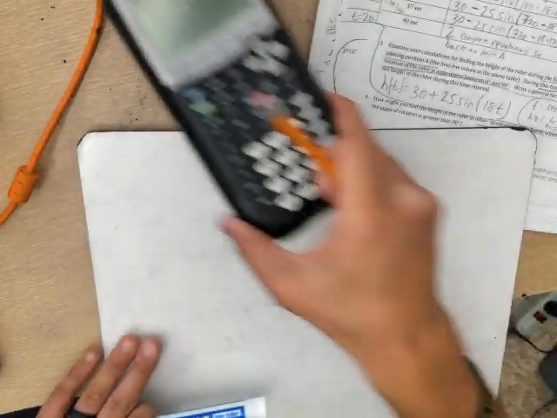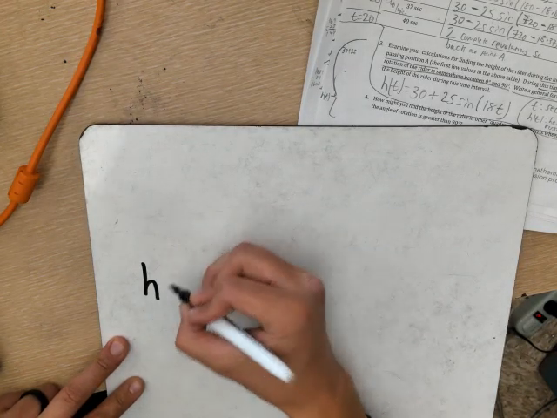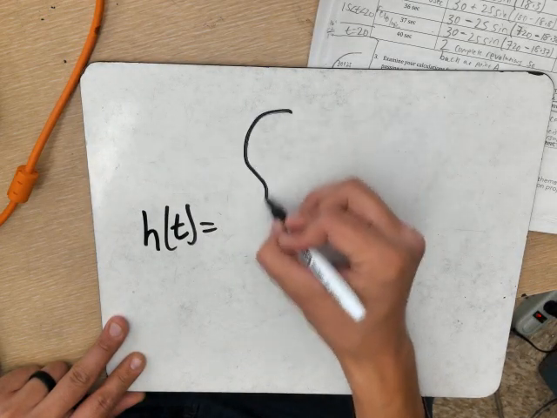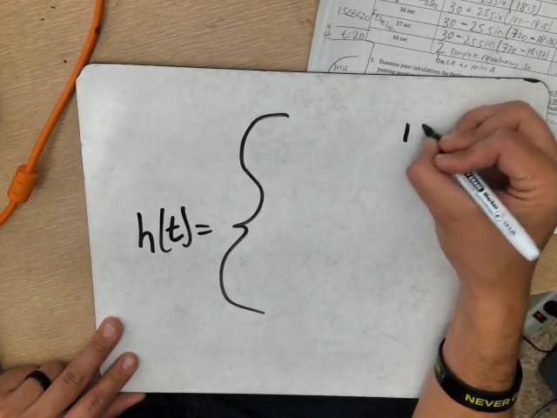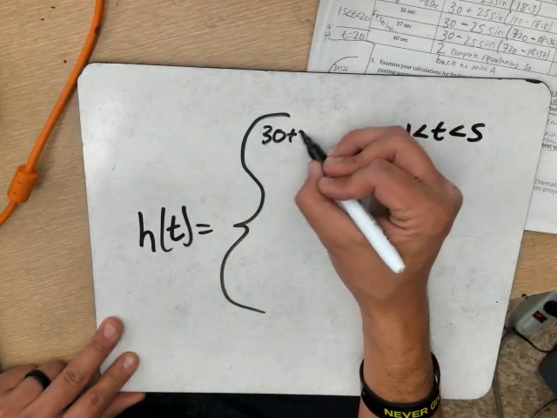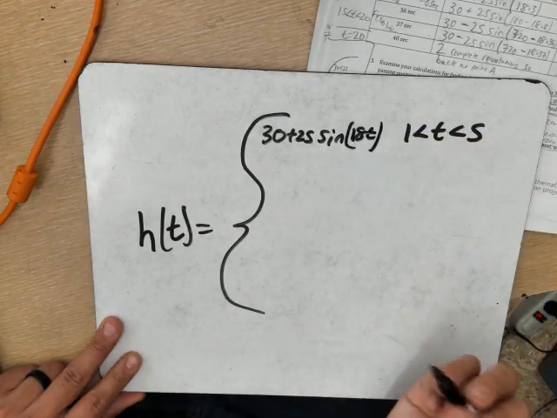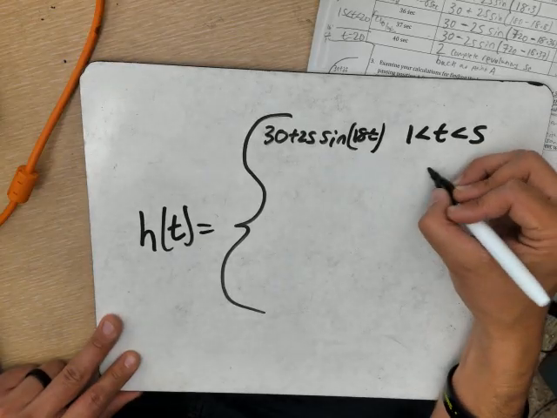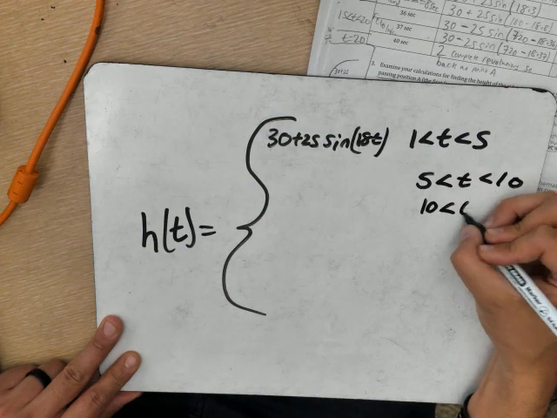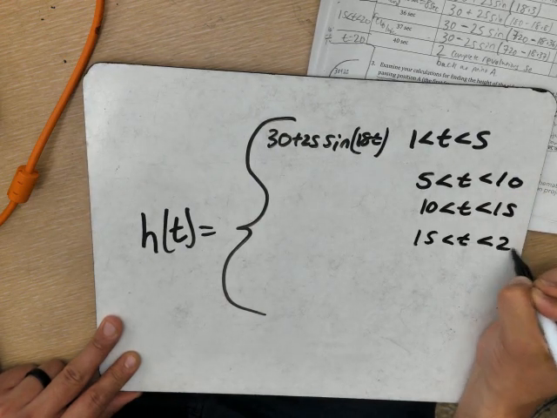Okay, so here, my height is going to be a piecewise function. When t is between 0 and 5, that's the 30 plus 25 sine of 18t. We already found that one. Next increment we talked about is 5 to 10. Then we're going to have 10 to 15 and 15 to 20. Notice there are no equal signs.